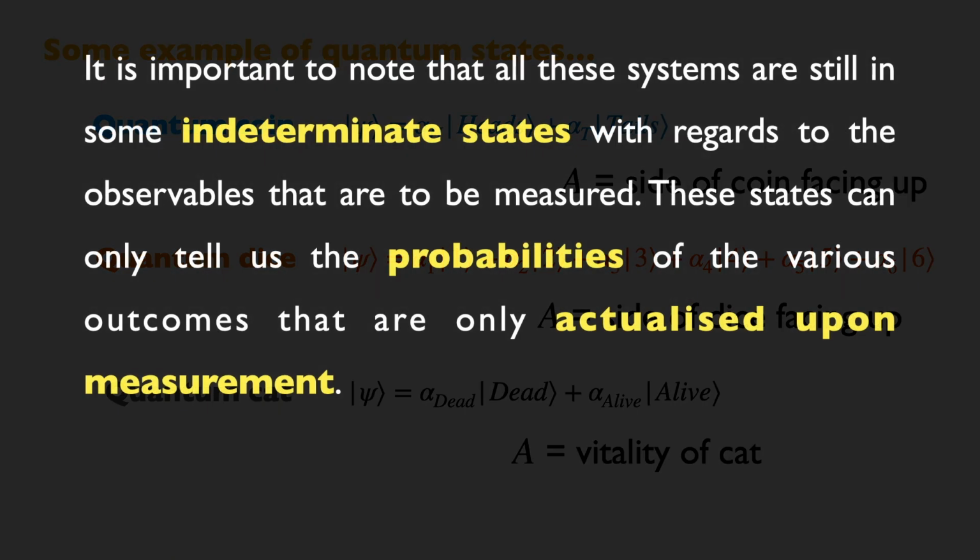It is important to note that all these systems are still in some indeterminate states with regards to the observables that are to be measured. These states can only tell us the probabilities of the various outcomes that are only actualized upon measurement.